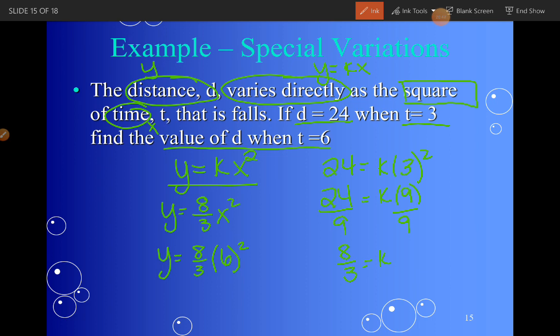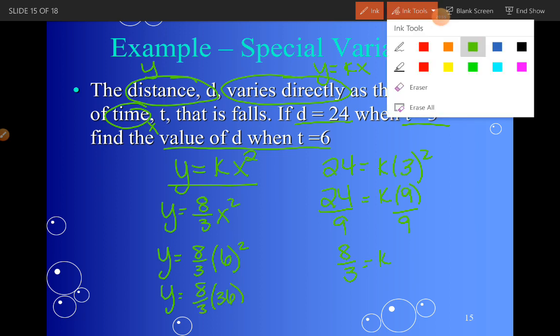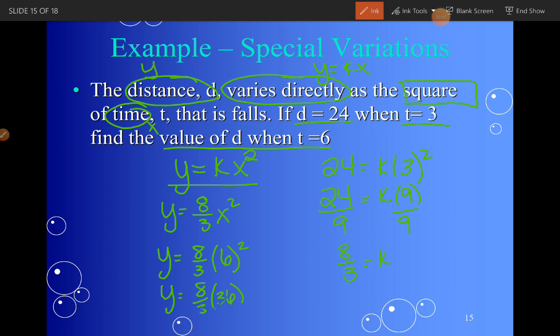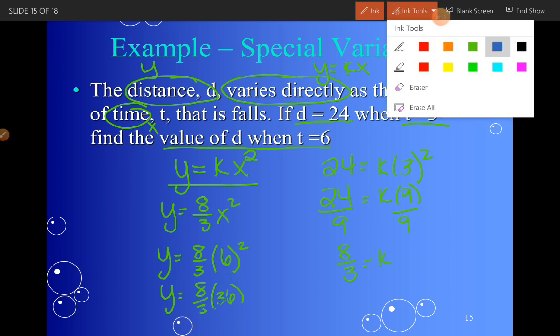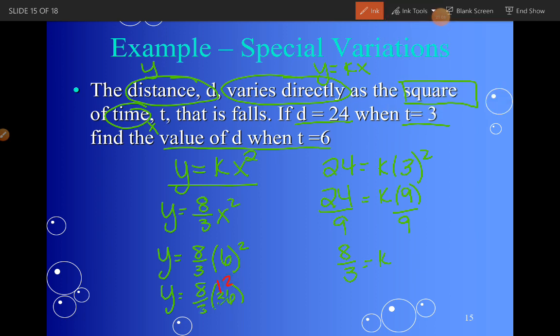So 8 over 3, the time is 6. Okay, we can use some math here. So times 36. That is going to be 12. It's going to be 12. And so when we finish this up, we get y is equal to 96.